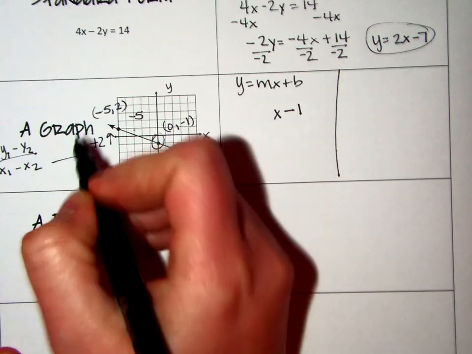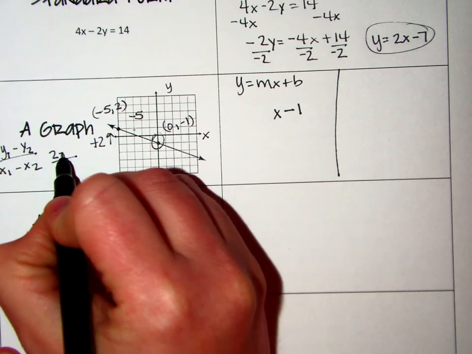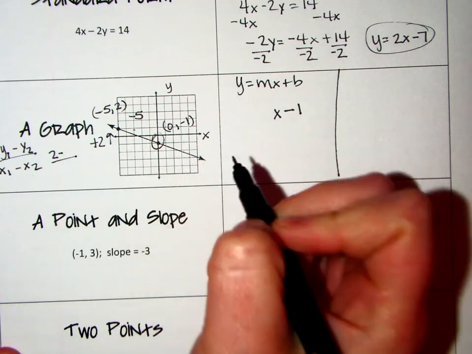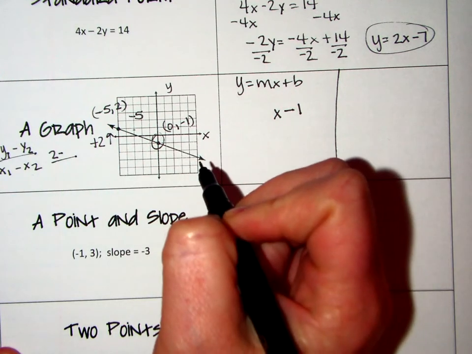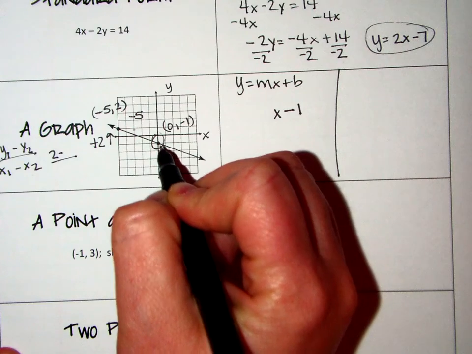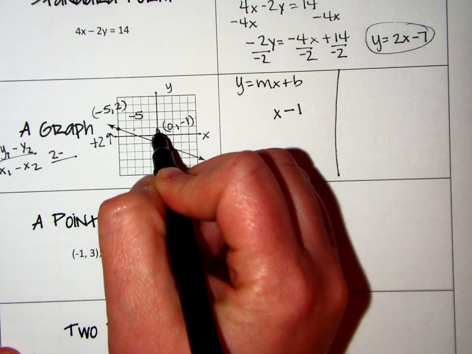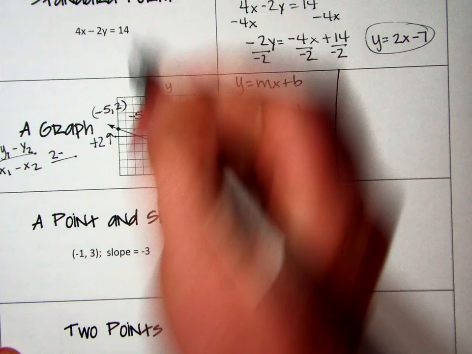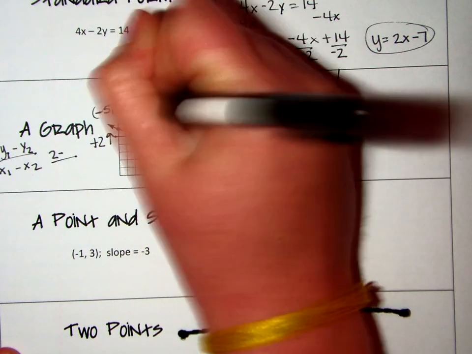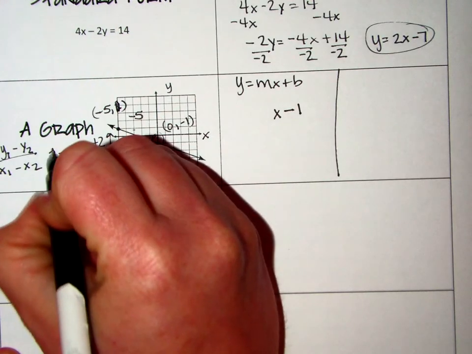So 2 minus a -1. Trying to count right. Oh, that's a positive 1. My bad. Positive 1. So that should be a positive 1 minus a -1.